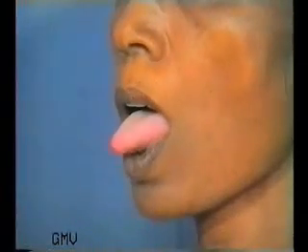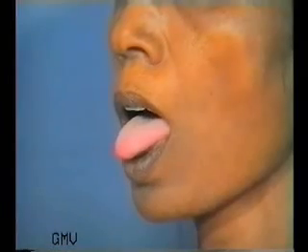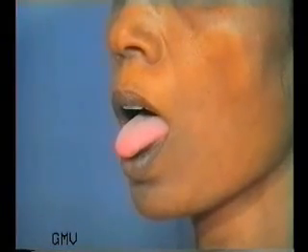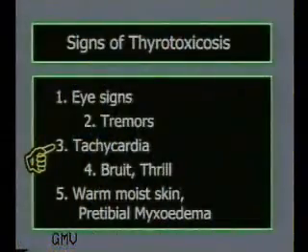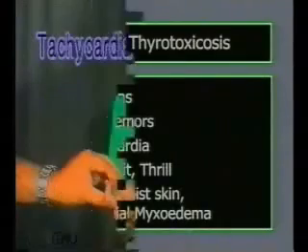Another method to demonstrate tremors is to keep a piece of paper over the outstretched fingers. The vibrations of the paper are more easily appreciated. Then ask the patient to open the mouth fully and put out the tongue straight for 15 to 30 seconds. The tongue should not touch the teeth.